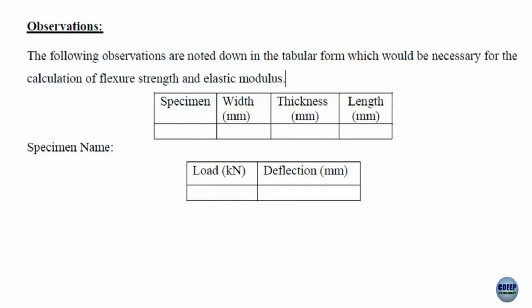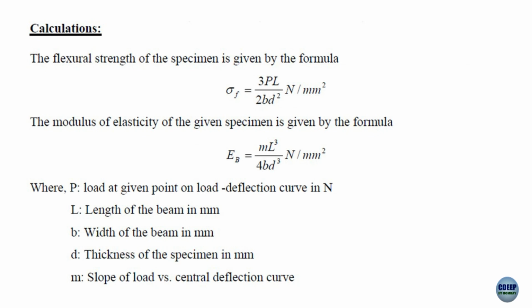The observations should be noted in a tabular format, and we will be providing you the specimen width, thickness and length. The length over here is the support span, which we will be providing you. For the calculations, you have to calculate the flexural strength of the specimen given by the formula below, and the modulus of elasticity. Here P is the load, L is the length, B is the width, D is the thickness, and M is the slope of the curve.